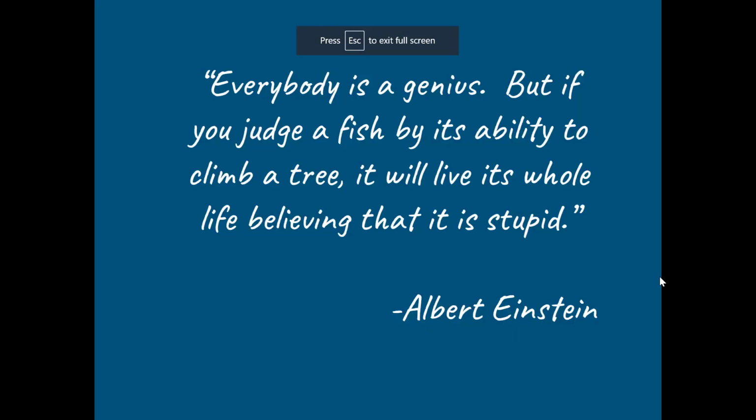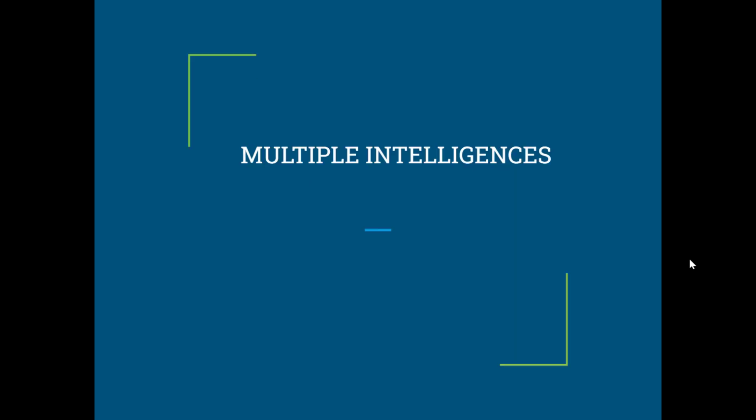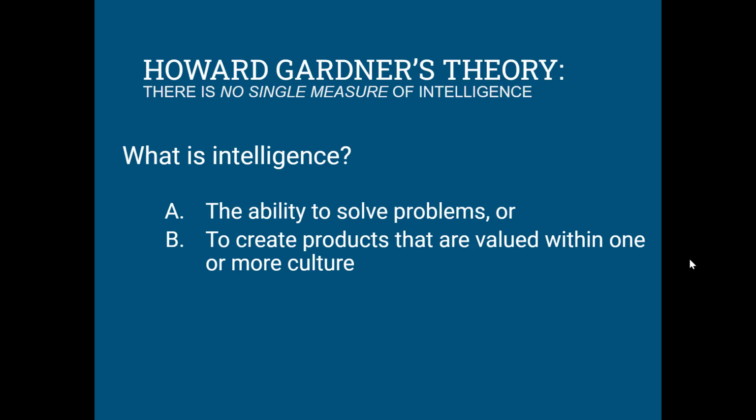So, this is a great quote by Albert Einstein and really encapsulates what the multiple intelligences theory is all about. He says, "Everybody is a genius, but if you judge a fish by its ability to climb a tree, it will live its whole life believing that it is stupid." And so, really, that's what Gardner is getting at in his theory of multiple intelligences.